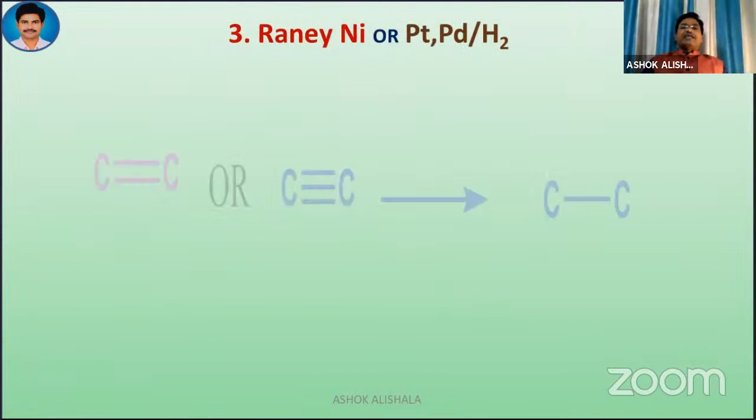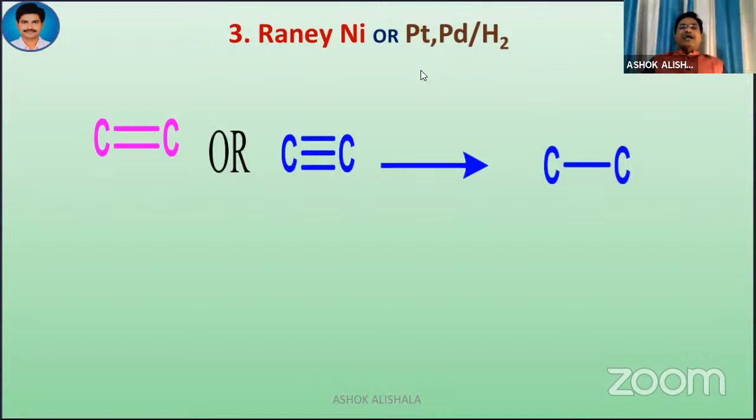Let us take this Raney nickel. With Raney nickel or platinum or palladium, hydrogenation in the presence of these three metals converts either the carbon-carbon double bond, or if you take the carbon-carbon triple bond, into the carbon-carbon single bond.